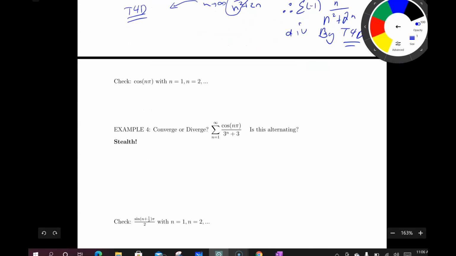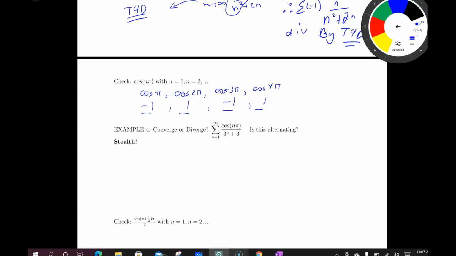Okay, so let's check out and see what's happening with cosine of n pi as I plug in 1 and 2, right? So cosine of pi, that's plugging in 1. Cosine of 2 pi, that's plugging in 2. Cosine of 3 pi. Cosine of 4 pi. Let's see what this is. Cosine of pi, you know, is -1. Cosine of 2 pi, you know, is 1. Cosine of 3 pi is -1. Cosine of 4 pi, you know, is 1. Hey, wait a minute. Isn't this alternating?